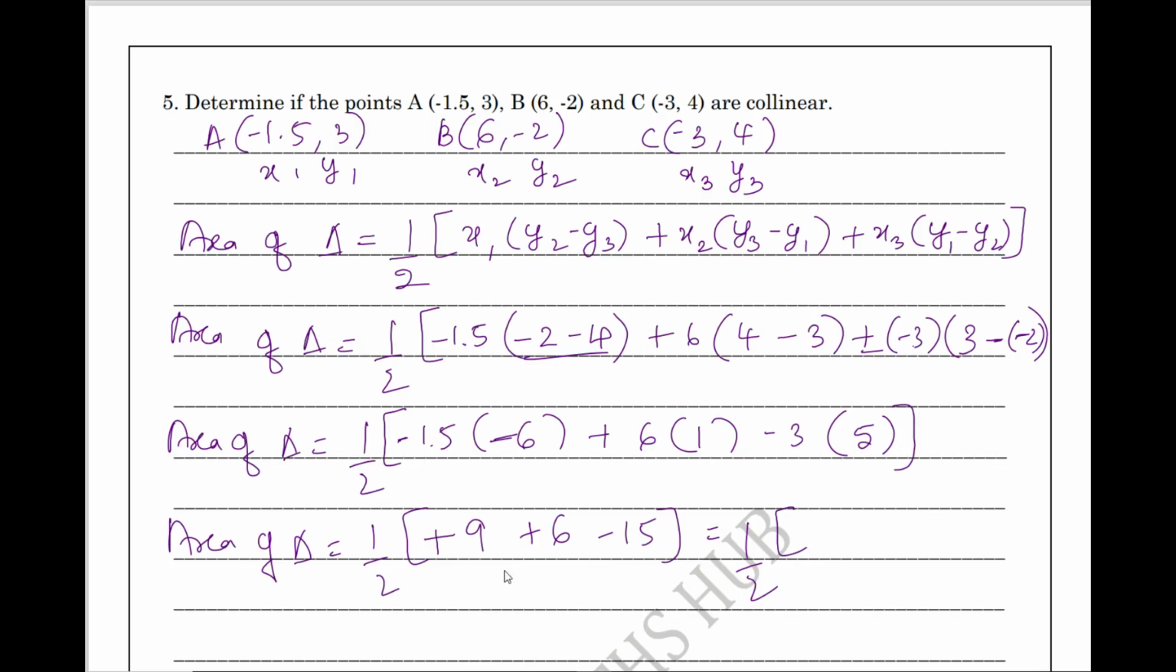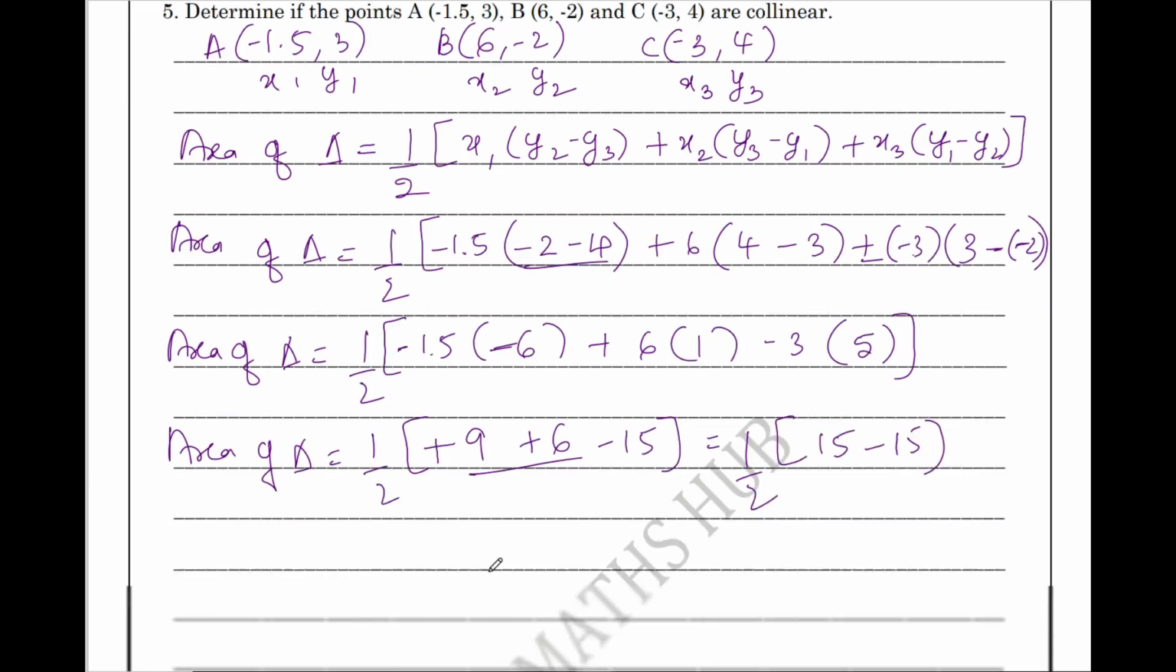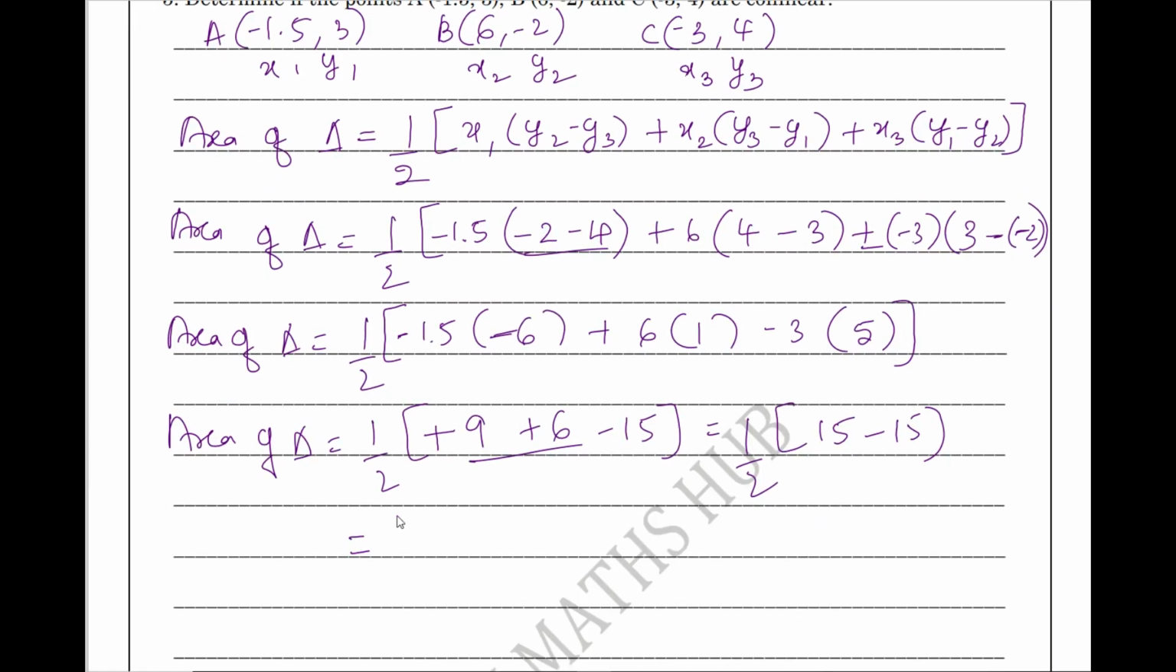Half into 9 plus 6 is 15, minus 15, what I get is half into 0. 15 minus 15 is 0. 0 into anything is 0. Therefore, we have got area of triangle equals 0 square units.